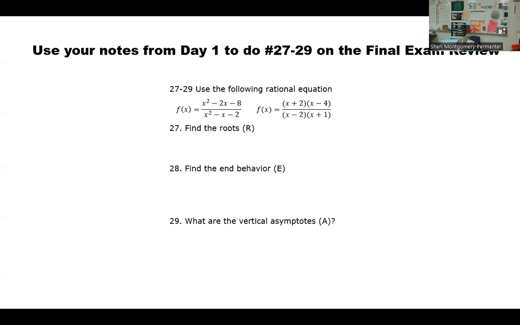So you guys should have finished the last three problems. Those of you that didn't, I don't know what to say. Wait, where? The last three problems on your final exam review. That's what it says on the board. Use your notes.